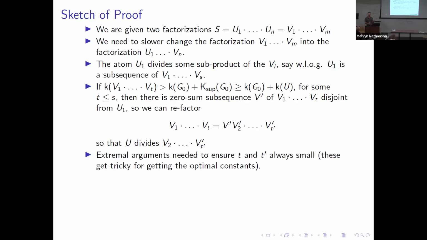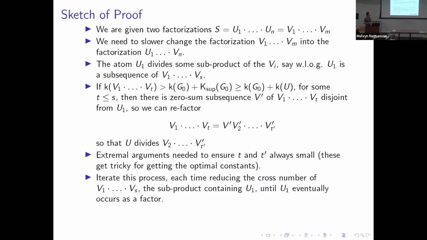And the size of the sequence in terms of the cross number diminishes, and it can't go on forever because each time it's reducing down by this minimal cross number K-inf. And so eventually it stops and U1 ends up dividing the new factorization after this sequence of small perturbations. Then we repeat for U2 and U3 until we transform the one factorization fully into the other. And that's the basic idea of what's going on here.